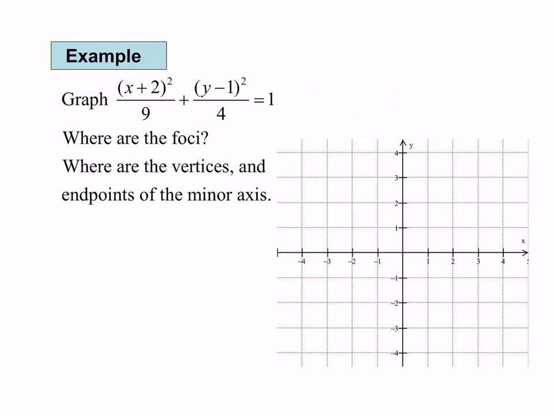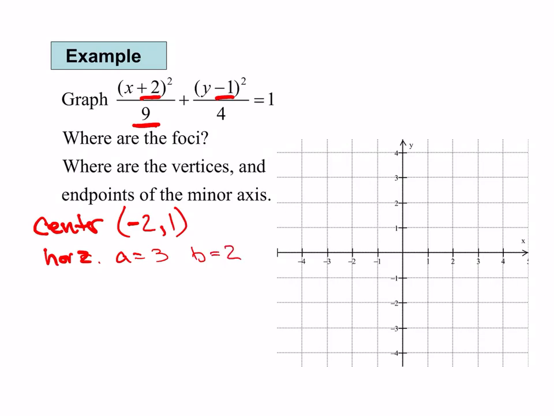All right, let's graph this one. x plus 2 quantity squared over 9 plus y minus 1 quantity squared over 4 equals 1. So let's start by identifying some of the things about it. Where's its center now? So we've got plus 2, minus 1. So the center would be at negative 2, positive 1. And then we have to say, well, which way is this? Well, this one's horizontal because the 9 is bigger. And A is 3 and B is 2.